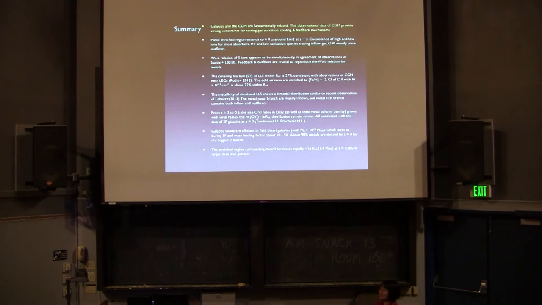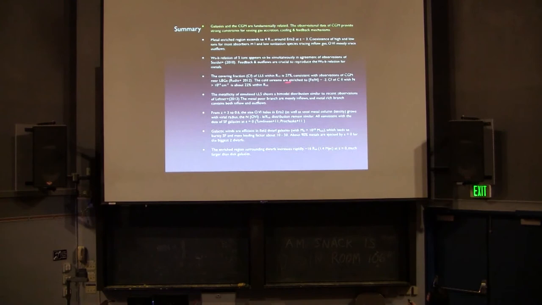And we did a bunch of zoom-in system studies. We look at the metal-enriched region around high-redshift massive galaxies. We find the equivalent width as a function of impact parameter for five ions seems to be simultaneously consistent with observation, showing that our feedback is doing a good job.